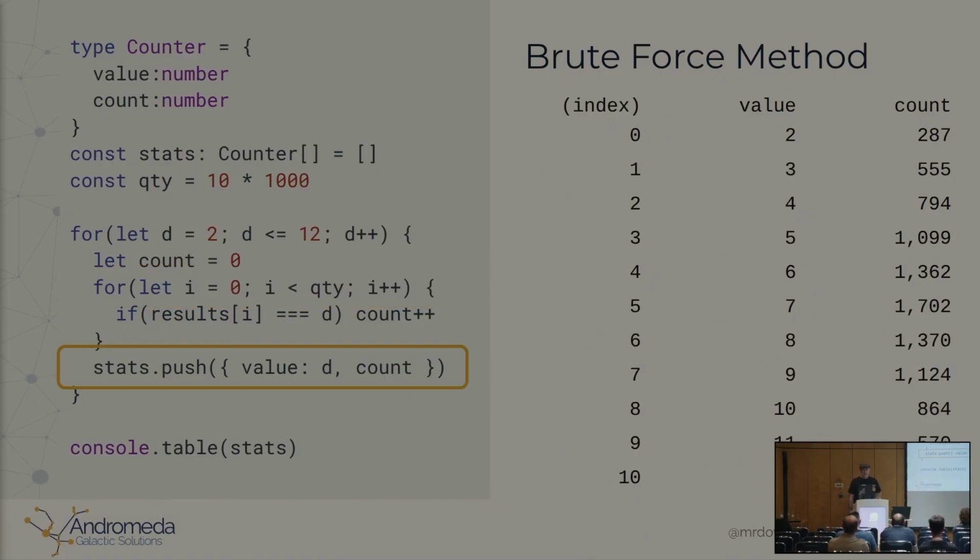And in this case, I'm pushing the results into an array to display them all at once. I could have output the results as I went, but I'm doing this in order to calculate for each possible value from 2 to 12 how many times that value occurred. Can someone point out to me a possible problem with this approach?